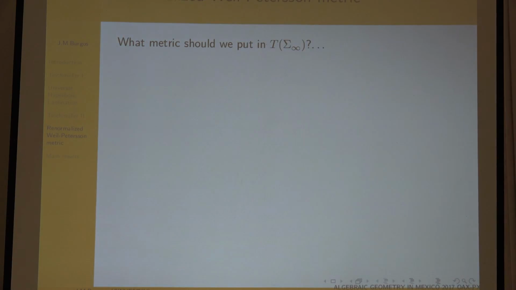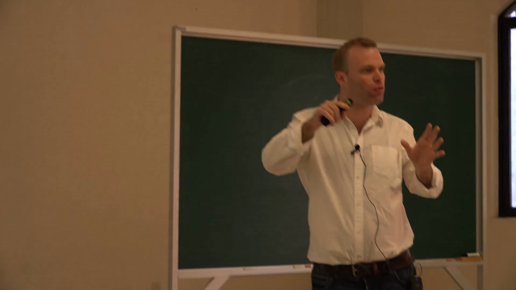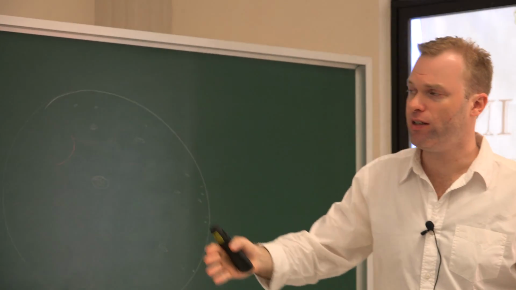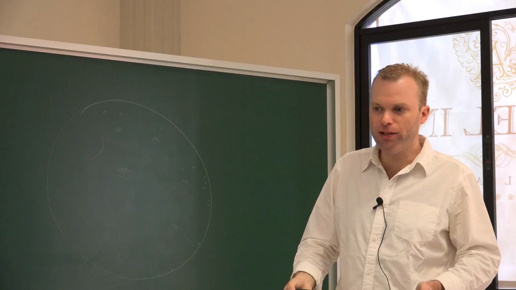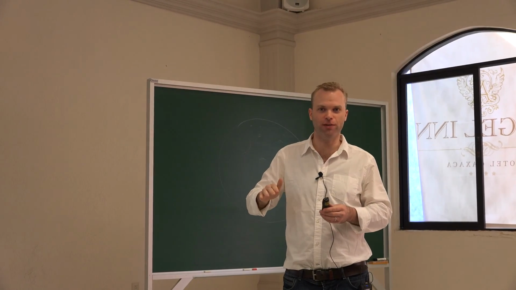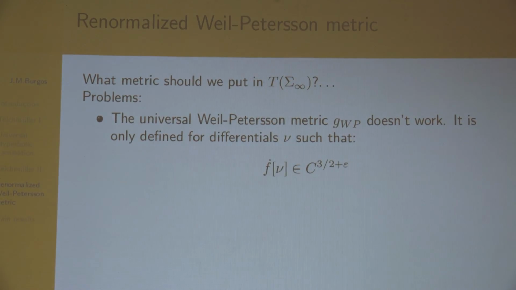Well, the next problem is what metric should we put on the Teichmuller space of the lamination? And this has several problems. The first problem is that you naively could think that the Weil-Petersson metric on the universal Teichmuller space, the T1 I defined previously, works in the Teichmuller space of the lamination. Well, it is completely false because of a very basic thing. The Weil-Petersson metric on the universal Teichmuller space is not even defined. It works only in what is called the smooth Teichmuller space. That is the one characterized by this condition, that the infinitesimal deformations are C^(3/2+epsilon) smooth.